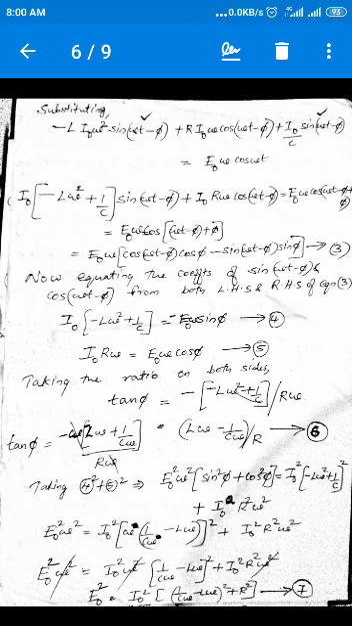You will get tan φ equal to minus of (−Lω² + 1/C) divided by Rω. You just need to rearrange and cancel ω from the numerator and denominator on the right-hand side. You will get tan φ = (Lω − 1/(Cω))/R. Now we have got φ, one of the terms we needed to find, φ and I0.